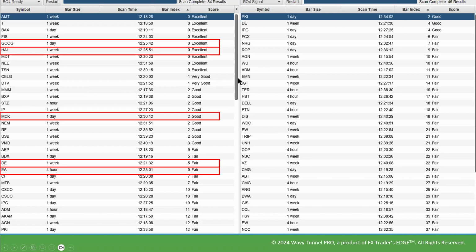So I ran this on motive wave today. On the left, you can't really see the whole thing. This is the breakout 4 trade. That's what we call it, the breakout 4 trade. And I ran the scanner on 500 stocks. I think we got around 80 or 90 results on the left side, scanning on the weekly, the daily, and the 4-hour charts.